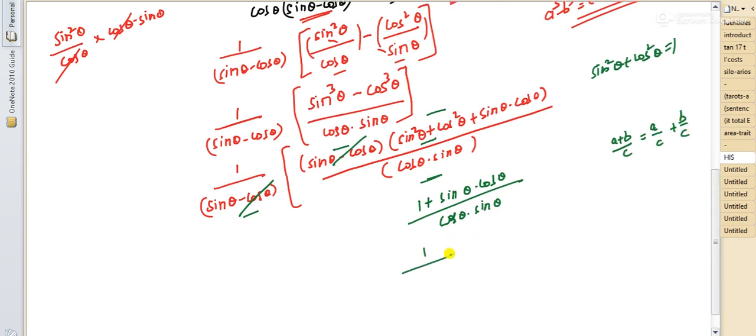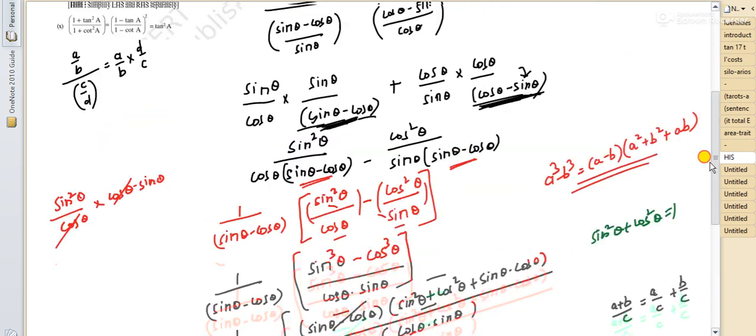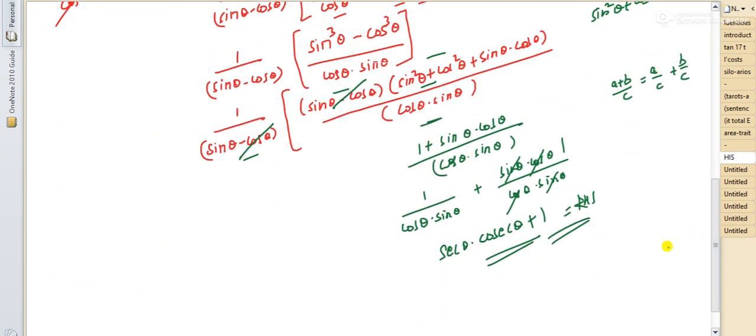So here this becomes 1 by cos theta into sine theta plus sine theta into cos theta by cos theta into sine theta. I can also write this as sine theta into cos, both are the same. So here sine will get cancelled, cos will get cancelled, we'll get 1 here. And now what is 1 by cos theta? It is sec theta. Similarly, what is 1 by sine theta? Yes, it is cosec theta, plus 1. Is this not equal to RHS? Yes, it is. You can see it. 1 plus sec theta into cosec theta. So we've got 1 plus sec theta into cosec theta.